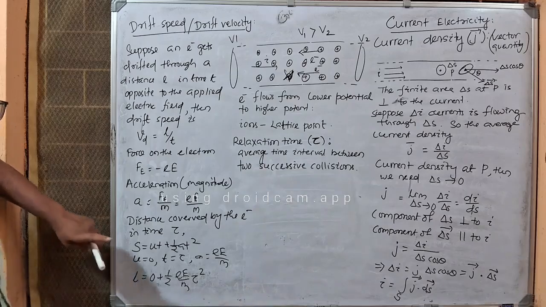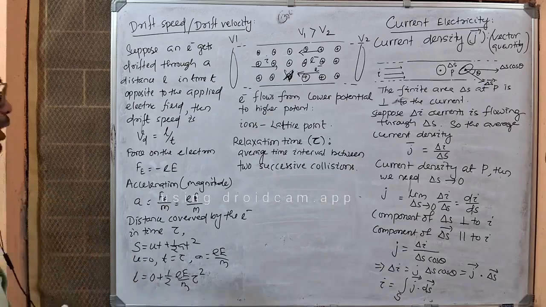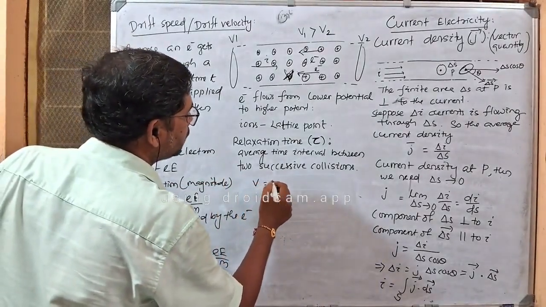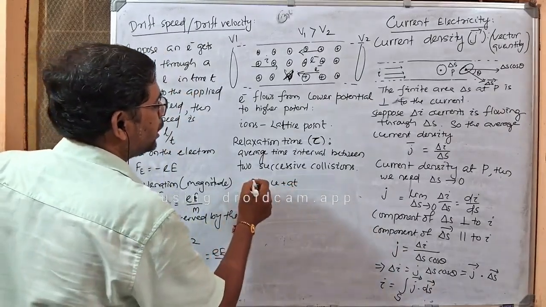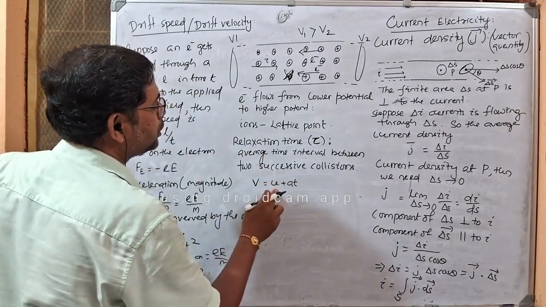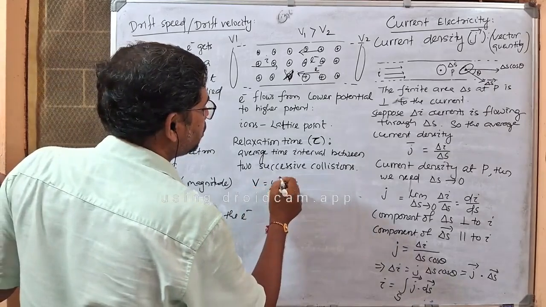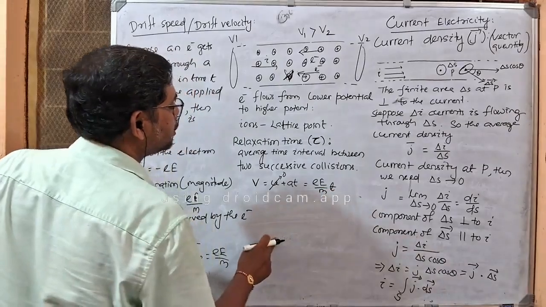Is it okay, or do you find any mistake? In your book, they have used another formula, that is V is equal to U plus AT. They have taken this as average velocity. Initial velocity is 0. This is average velocity. So acceleration, since this is 0, acceleration is E by m t. Okay.